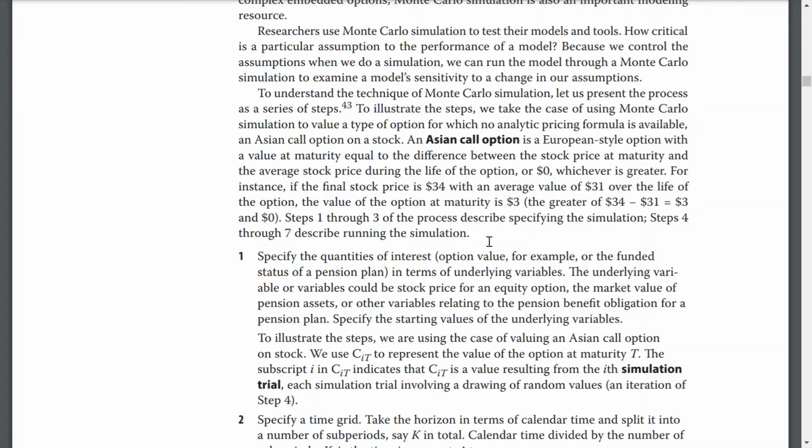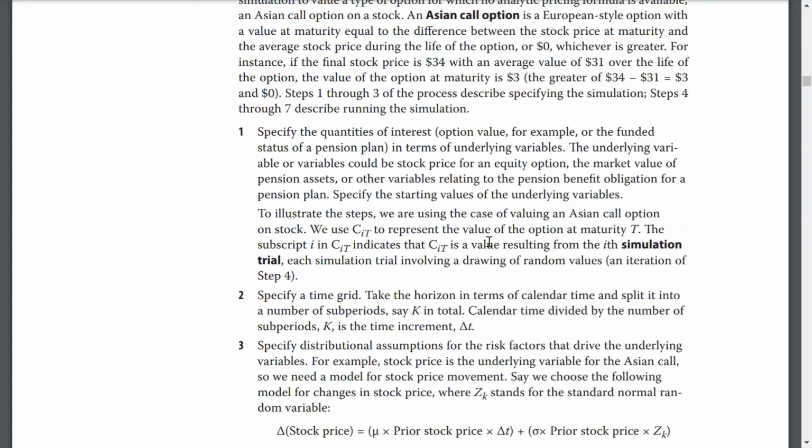The greater of 34 minus 31 is 3, and 0. Steps 1 through 3 of the process describe specifying the simulation. Steps 4 through 7 provide running the simulation, specifying the quantities of interest, option value, for example, or the funded status of a pension plan in terms of underlying variability.